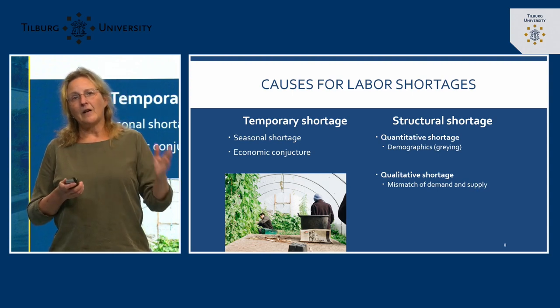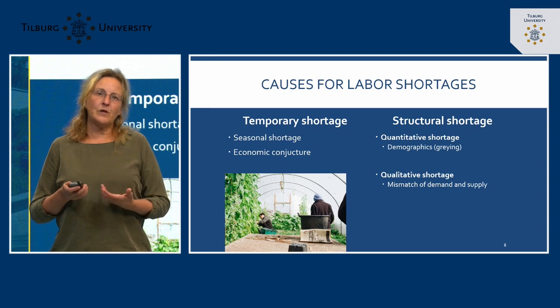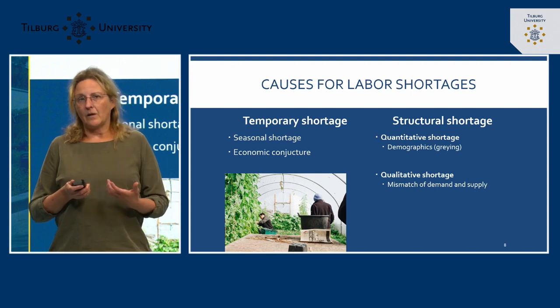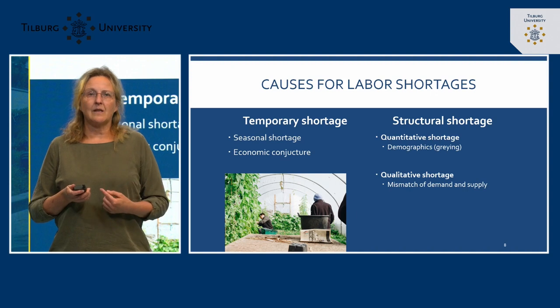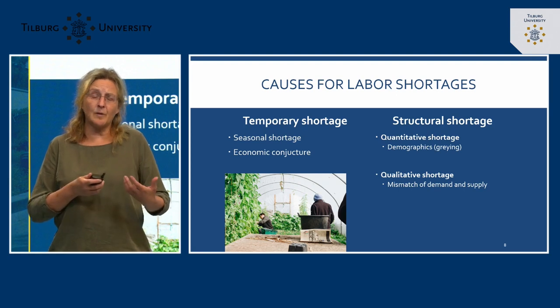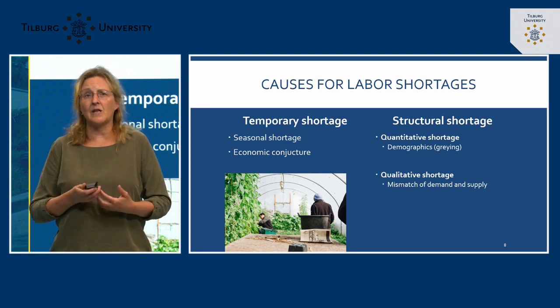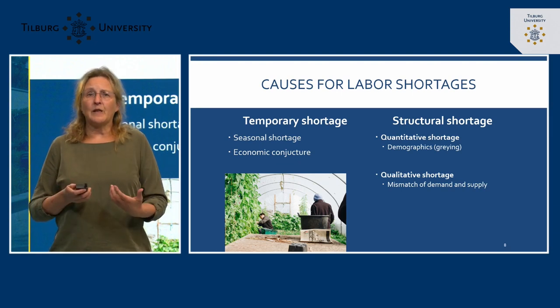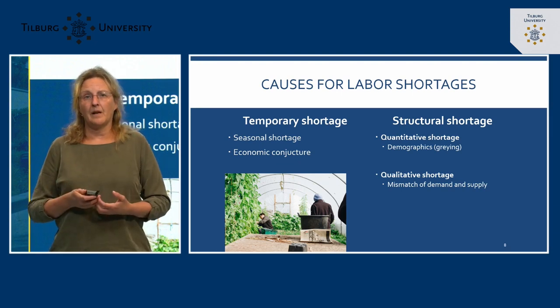Besides the temporal part, there are structural shortages, and I introduced you already a little bit to that by giving the example of Japan. They come in two tastes. The first one is quantitative shortage. Quantitative shortages are the consequences of demographics in society. So shrinking populations, aging populations, they all lead to a lesser availability simply of people who can work.